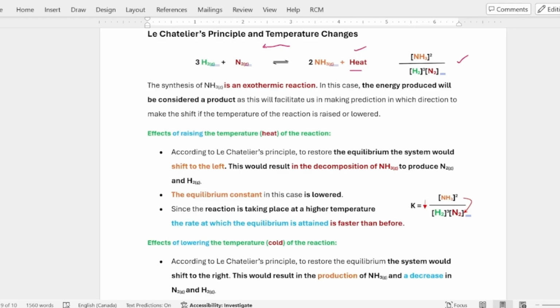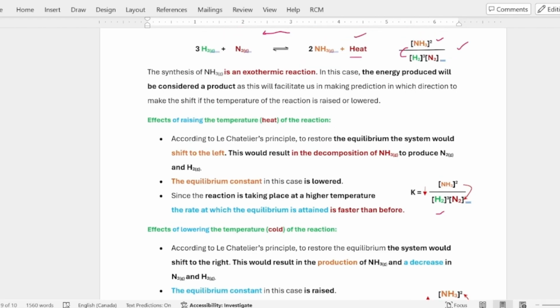If it shifts in that direction, that means there's breaking up of ammonia. Ammonia will decompose to give you nitrogen and hydrogen. That does not favor the production of ammonia. Another thing that's going to happen, because you're reducing the concentration of ammonia, you're making more of these guys, the equilibrium constant will get less. So there'll be less ammonia in the equilibrium mixture.